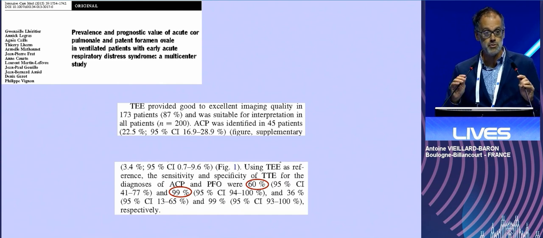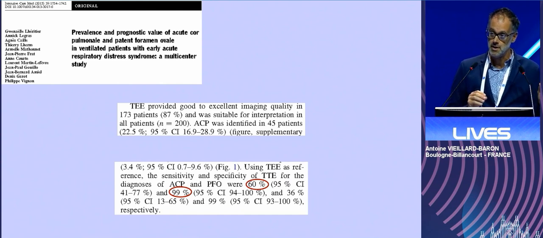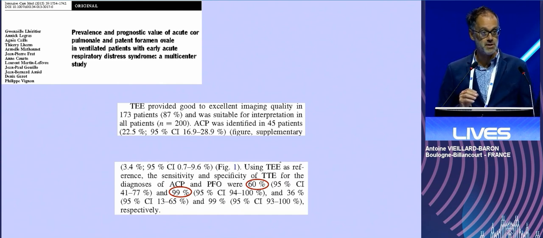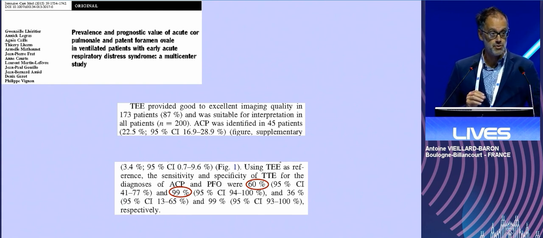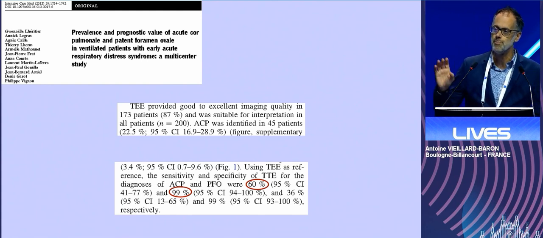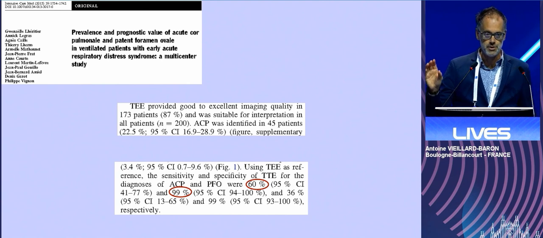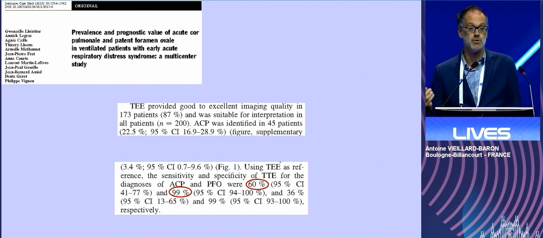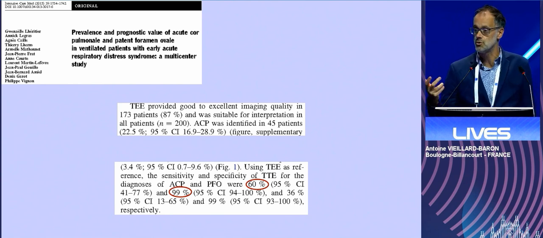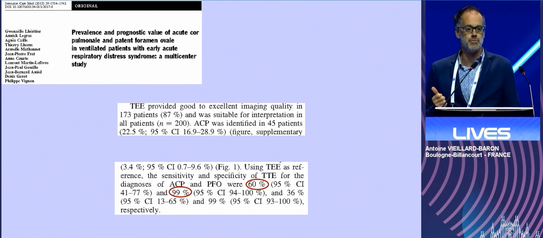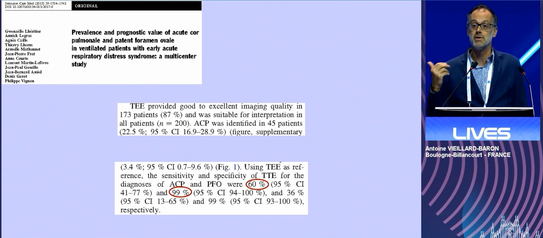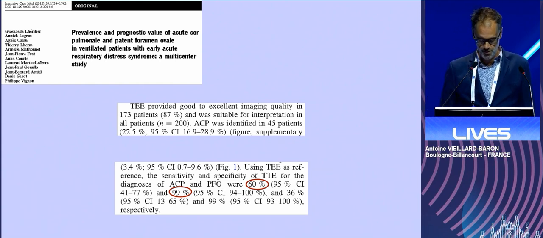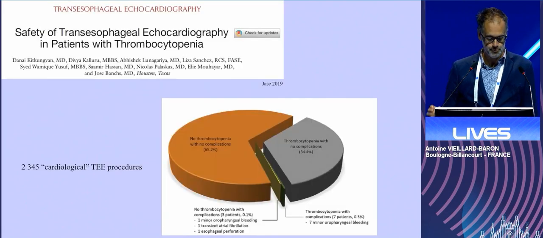If you look at, for instance, something very key, the sensitivity and the specificity of transthoracic echo to diagnose right ventricular overload compared to TEE as the gold standard, the specificity of TTE is very good. So if you visualize an acute cor pulmonale, there is an acute cor pulmonale, but the sensitivity was very bad because of the limitation in terms of image quality.